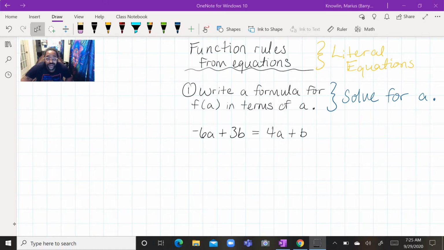Alright, today's lesson we're going to be discussing functions and more specifically how to create a rule from an equation for a function. Another title that we could have used to discuss this is literal equations and solving literal equations. So for number one, where it says write a formula for f of a in terms of a, all that's telling us to do is solve for a. Okay, so let's go ahead and do that.